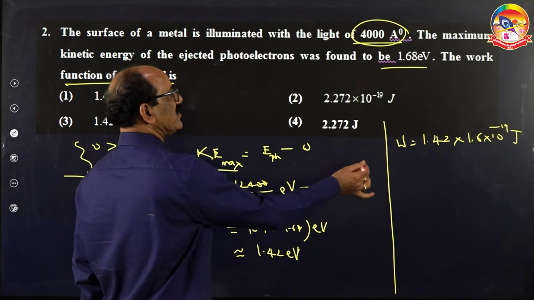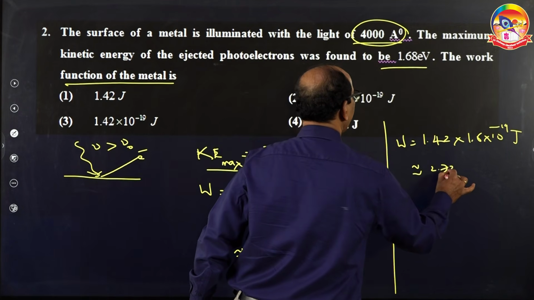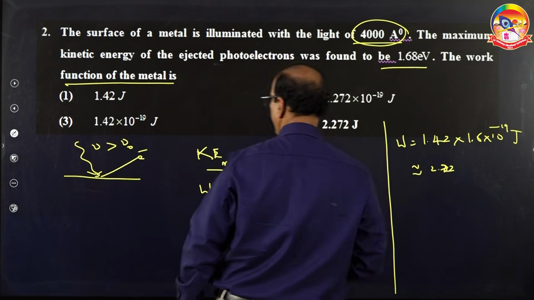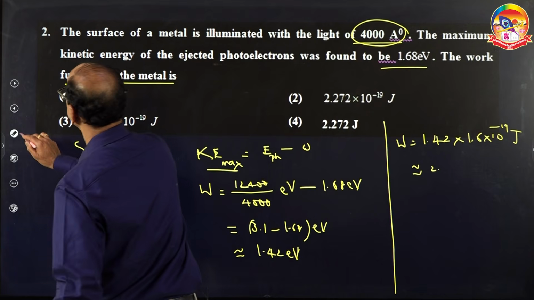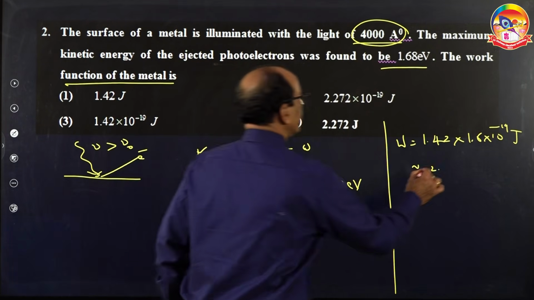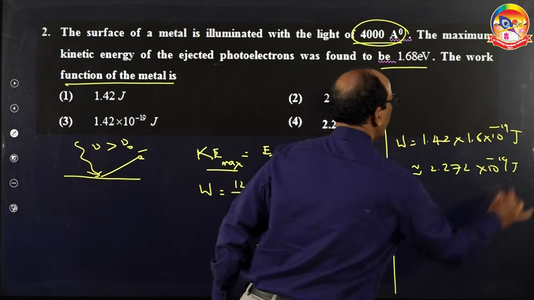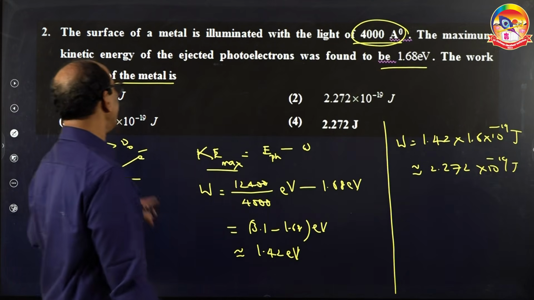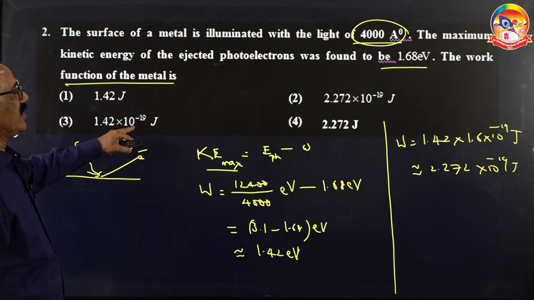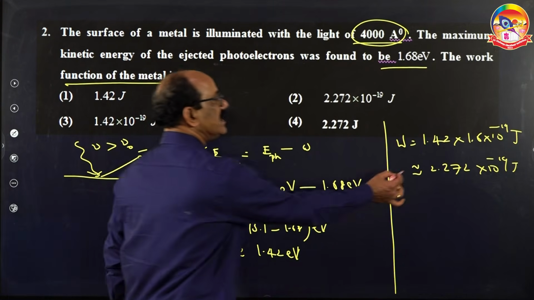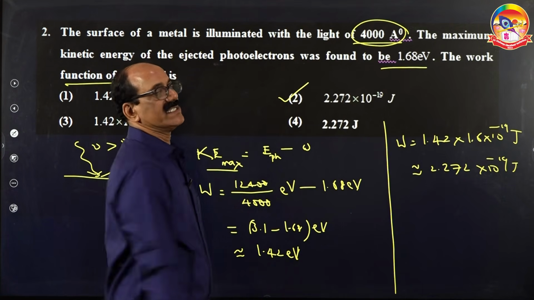So if you simplify it, 1.42 times 1.6 is nearly 2.272. We can say it is 2.272 times 10 power minus 19 joule. Actually, having written this, I looked at the options. It is not 1.42 into 10 power minus 19 joule. Approximately, 1.42 times 1.6 is the only value that you can find here.